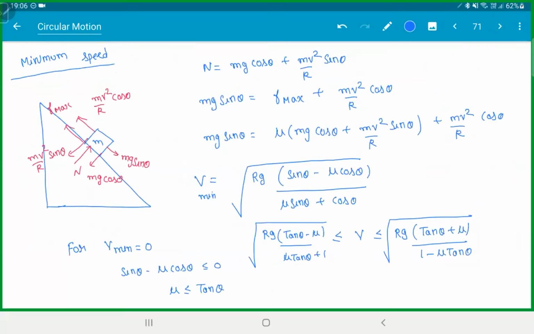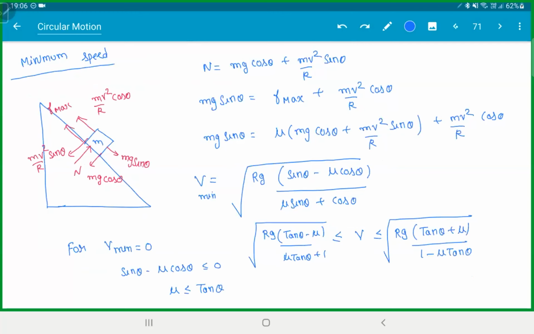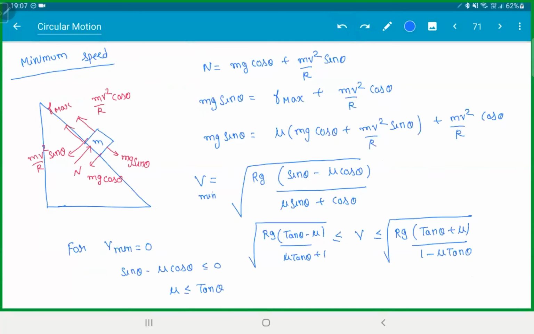See now, normally your speed should have been how much? Root of Rg tan theta, right? Aren't you getting a little more speed now? If you go faster than this banking speed, root Rg tan theta, what will happen? Friction will come down. So you can go a little faster. If you are going slower, the friction will go up, so you can go a little slower. So instead of getting one value, you're getting a range of values, right?